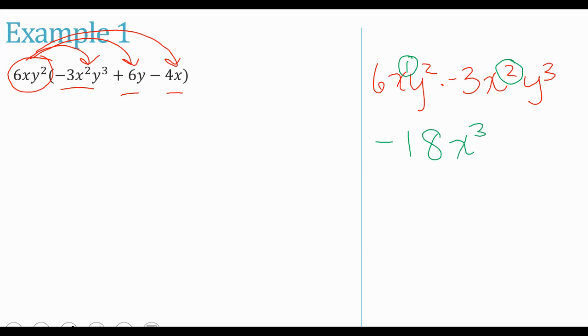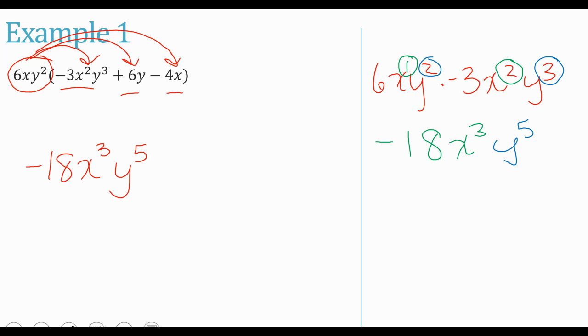Notice I did not look at the numbers in front. I did not look at the exponents of the y's. That is completely separate. Now I can go ahead and add my exponents of y's because they are a different variable. So that's going to give me y to the 5th power. So in my answer, my first term is going to be -18 x to the 3rd, y to the 5th.